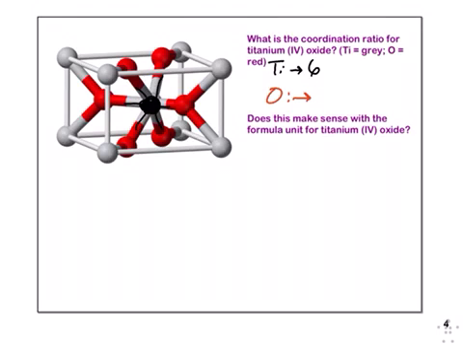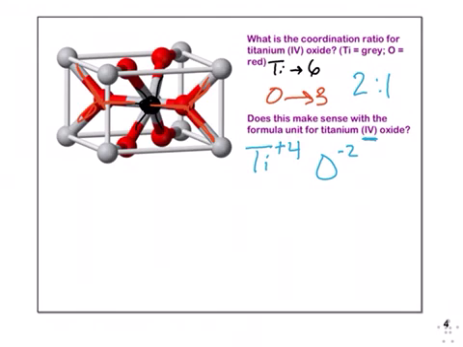So then what would be your coordination number for oxygen? Oxygen, 1, 2, 3. It even shows you in 2 places here. So 3. So then what would be your ratio? 2 to 1. And does this make sense for the formula unit for titanium(IV) oxide? Titanium's charge is what? +4. Oxygen is -2. So to balance it out, we need 2 oxygens. TiO2. Does that make sense?